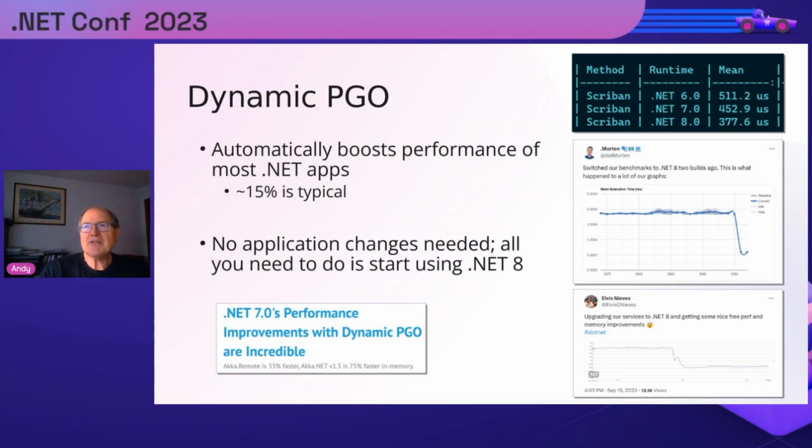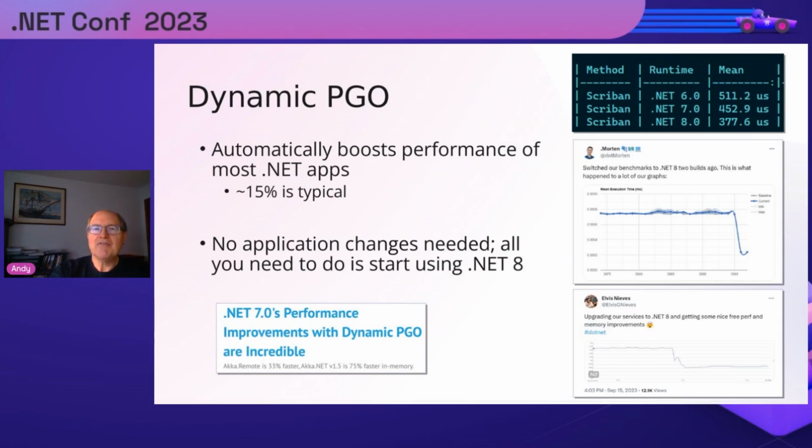15% is typical. It's very difficult to boil things down actually to one number, so I'm a little hesitant to say I can guarantee you're going to see 15%. Some things will see more, some things may see less. But here's a sampling of things that people have seen when they've turned it on. The one on the bottom there was from .NET 7, but the feature was pretty similar at that point. So Akka saw some very nice speed ups. And then you can see some other people who've turned it on.